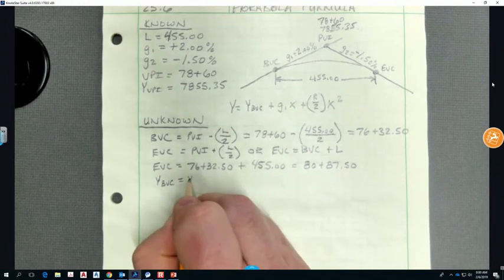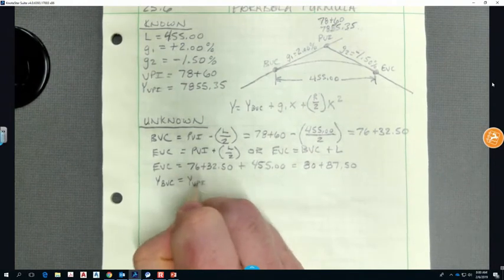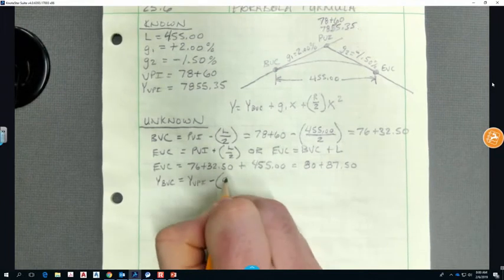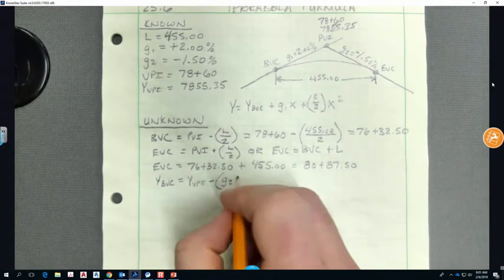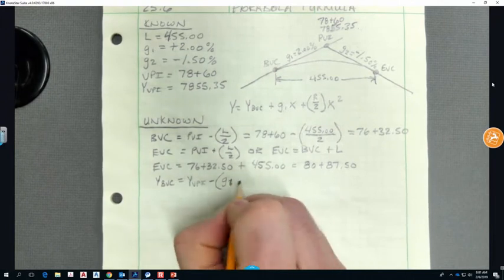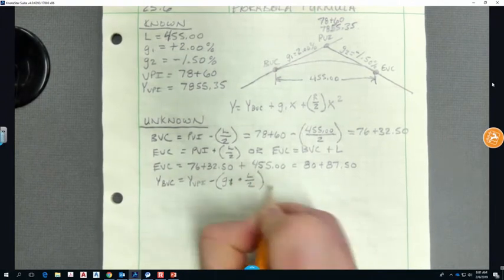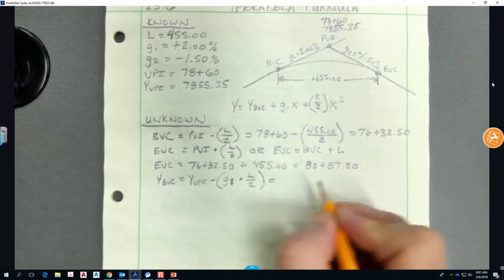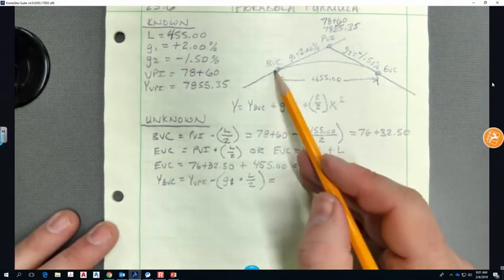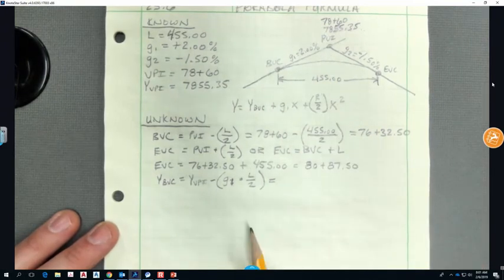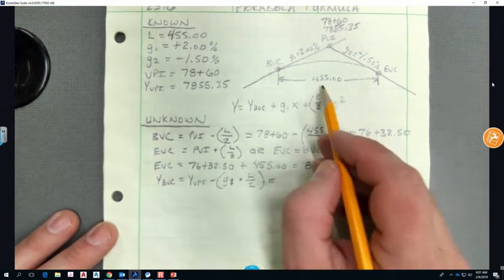So it's YVPI minus G1, sorry, we're in G1 there, G1 times L over 2, okay? So basically all we're doing is we're figuring out the grade down to this one at that distance. So essentially all we're doing there, okay? So at half the distance of L.